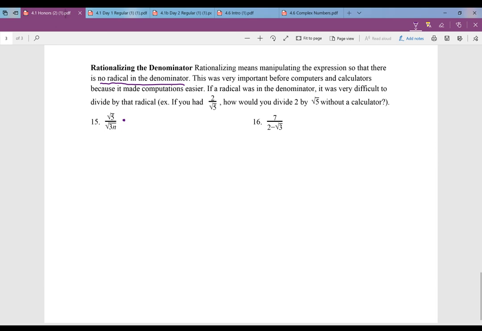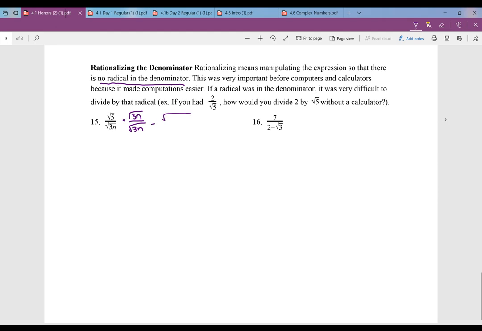But what we need to do is multiply by root 3n so that we can cancel out that radical on the bottom. Well, how do we multiply by something that has a root 3n on the bottom but is also equal to 1? We're just going to multiply by root 3n over root 3n, right? Technically, that's 1, so we're not changing the expression at all.